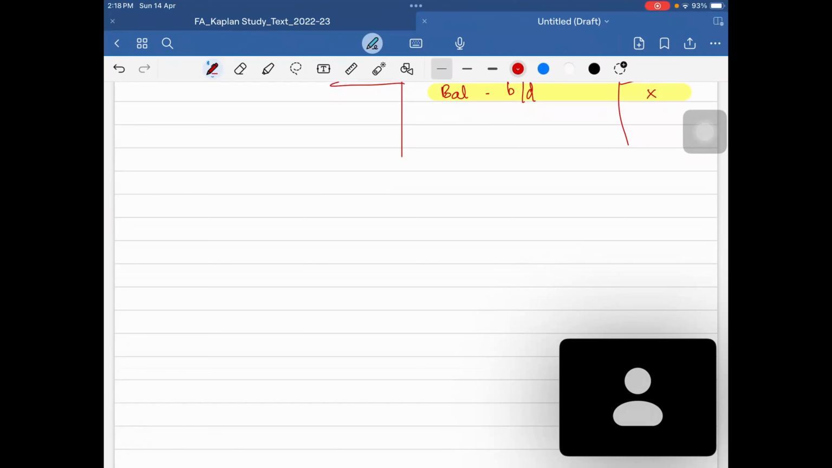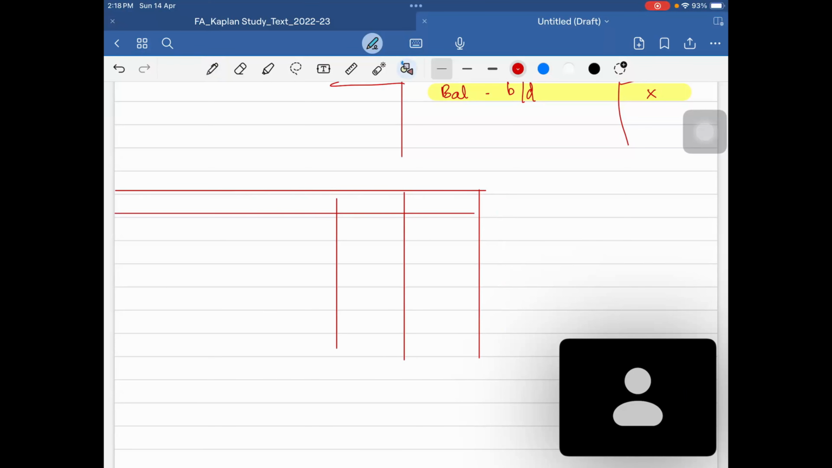So the simplest form of trial balance is this one. You have got three columns. One column is going to be the particulars, where you mention the name of the account. This is just a simple format; we're going to change it a little bit. And you're going to have a debit column and a credit column. Understood?